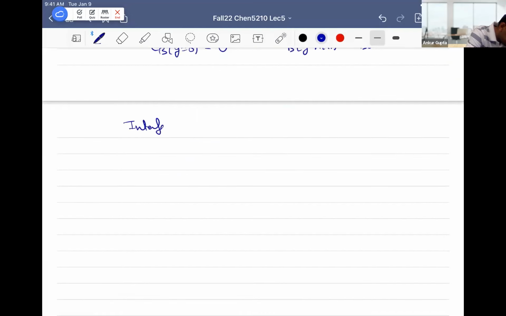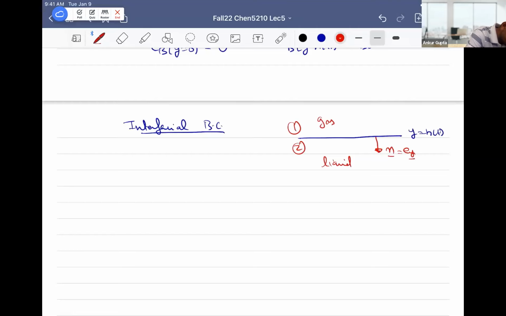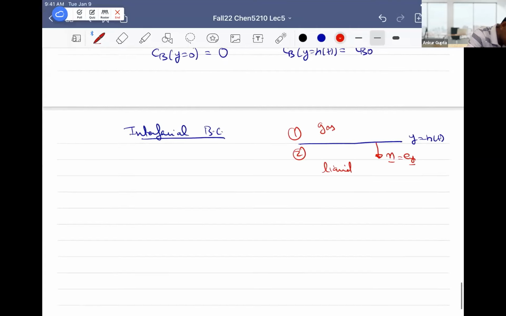Interfacial boundary condition. The boundary condition is at y equal to h of t, between the gas phase and the liquid phase, and I will also make the velocity v. This is what I was saying, that we should expect now, because it is actually moving, right? It is no longer constant, no longer static. It is actually evaporating.